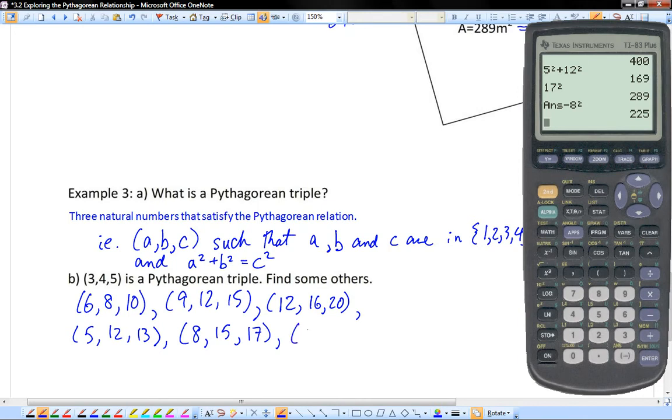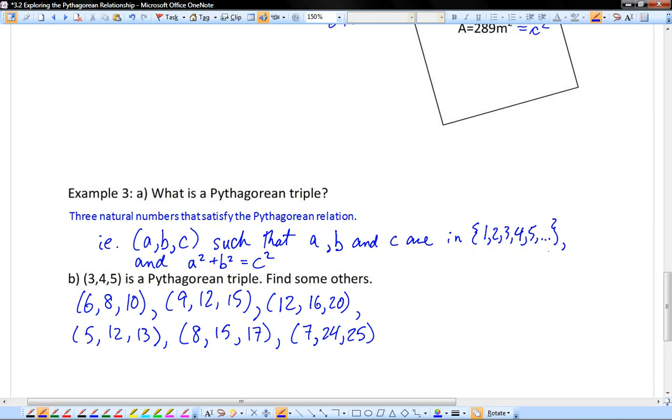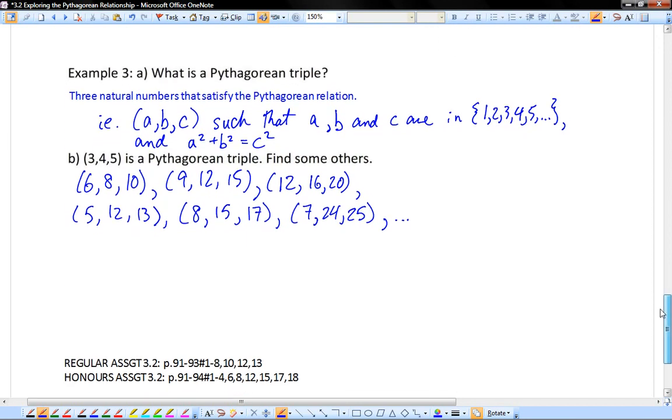So again, 7, 24, 25, this is another Pythagorean triple because 7 squared plus 24 squared is equal to 25 squared, or you could do 25 squared minus 7 squared, and that should give me 24 squared. 576, let's see, the square root of 576 is equal to 24. So yep, that is also a Pythagorean triple. And there are infinitely many of these, but these are just some. Okay, so there you go.